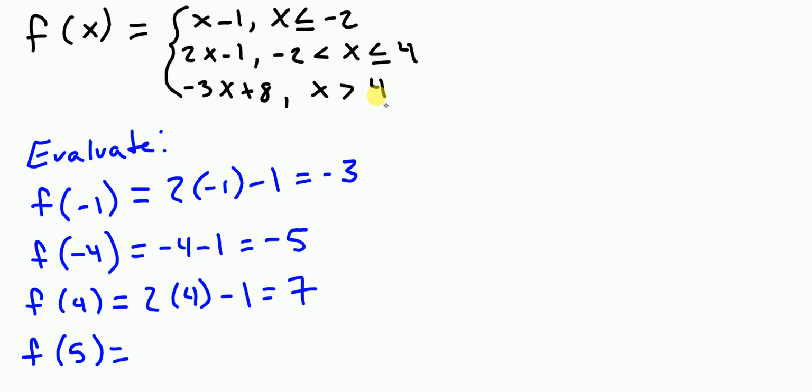Alright, last one, 5. 5 is greater than 4, so I will use this function. -3 times 5 is -15, plus 8 would be -7. Alright, I think we have the hang of it.